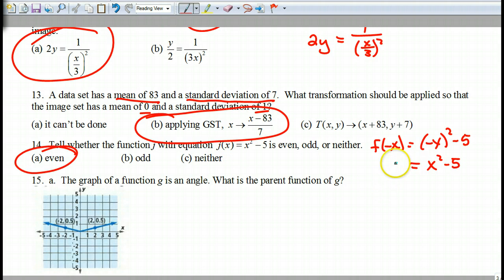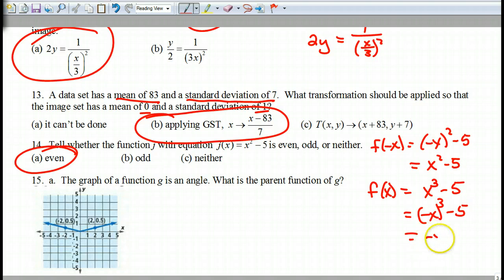Okay, so let's try this one, guys. What is this one? If I have x to the third minus 5, and I put in a negative x, then this becomes negative x to the third minus 5. Now, is that completely opposite of what it was before? It isn't. So this is a neither. In order for it to be odd, it should have been negative x to the third plus 5, which is opposite of what this is, right? Okay.